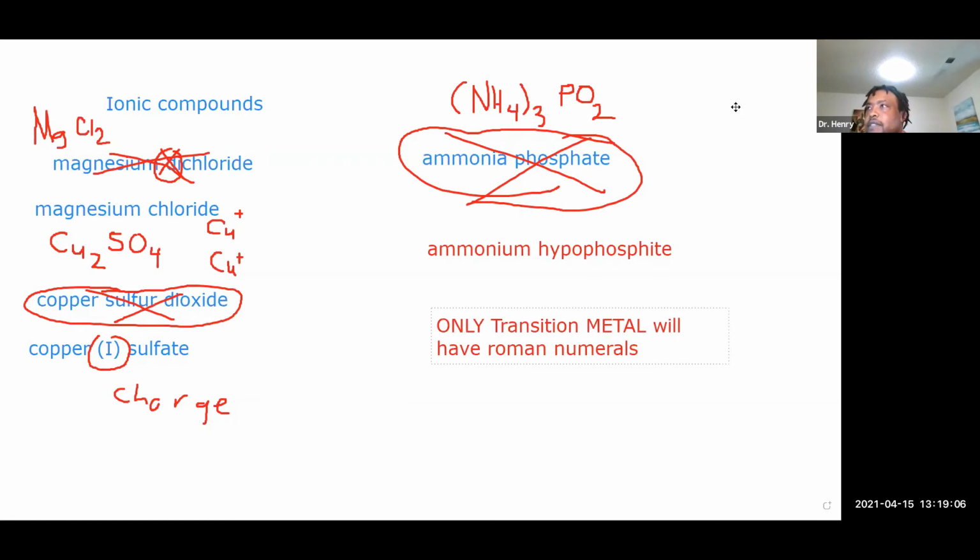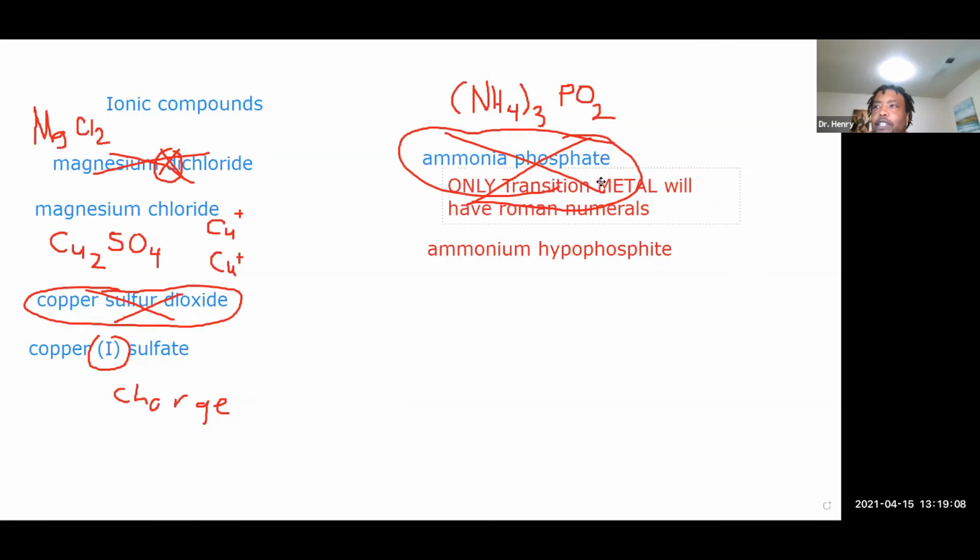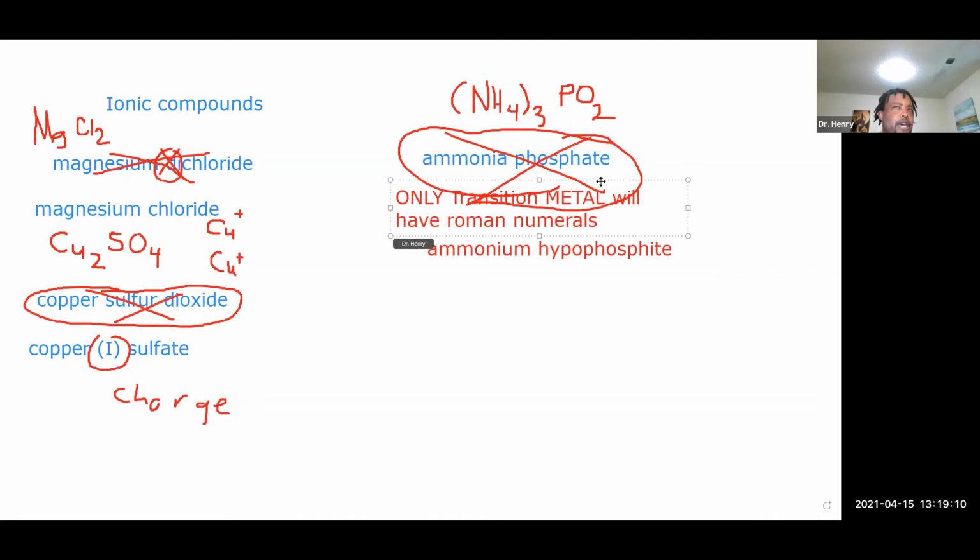Okay, so let's talk now. So now that you guys have this, and at this point you should be clearing up these mistakes, right? So you know that Roman numerals mean that it's a transitional metal, right? So you're telling that transitional metal what it is. So let's see, you were asking, let's do this guy.